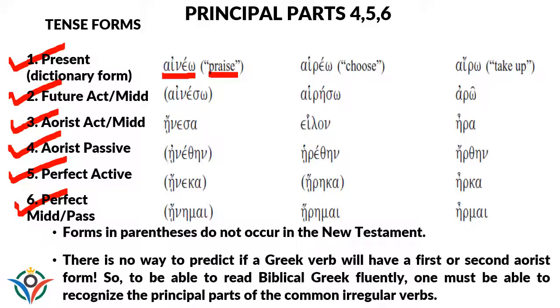So the present form is aineo. Then we have aineso, ainesa, ainethane, aineka, and ainemai.